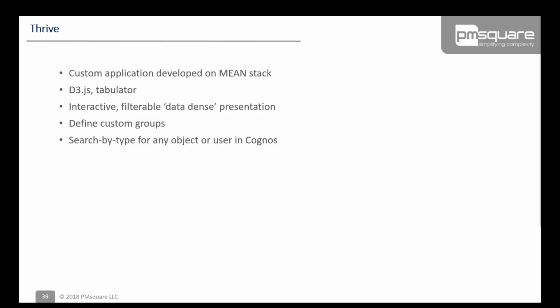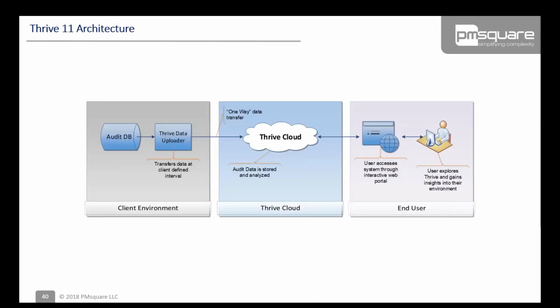So here's a little bit about the foundation of it. It's a custom developed application on the MEAN stack, utilizing D3.js and Tabulator. It's very interactive, filterable. It presents you a lot of data, but in a very intuitive manner. It allows you to define custom groups, so you don't just have to utilize broad sets. So let's say of users, you could actually group a set of users together and say, hey, this is our marketing department, I want to see what their usage patterns look like. You can do that within the application. And then you can search for objects in Cognos, like a user or a report or a package, and find what you're looking for easily.